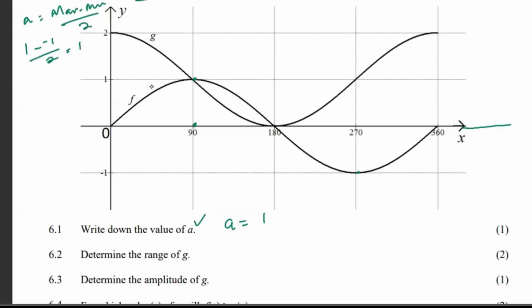Then 6.2, they want us to get the range of G. So when you talk about the range, you're basically looking for the Y values.